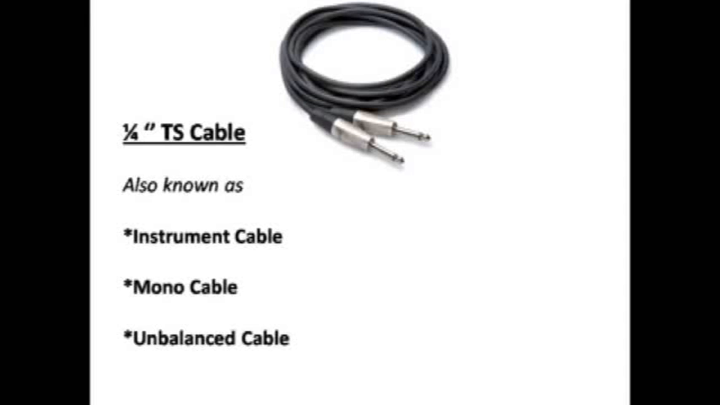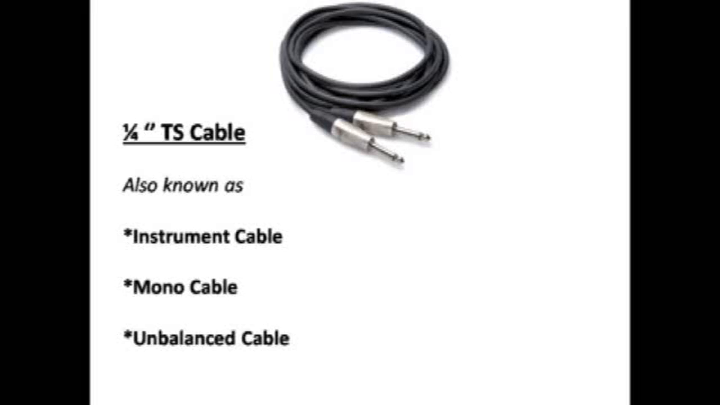The TS cable is a quarter-inch jack, also known as an instrument cable or mono cable. It is a very important cable. It has a single conductor cable and a shield around it, which carries just a single audio signal in its line path. This is also called an unbalanced cable.